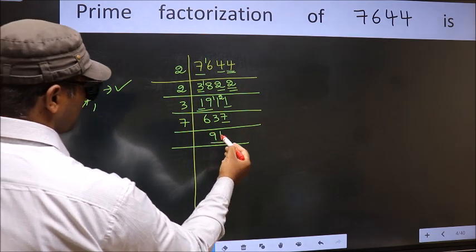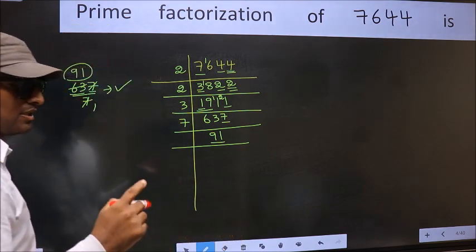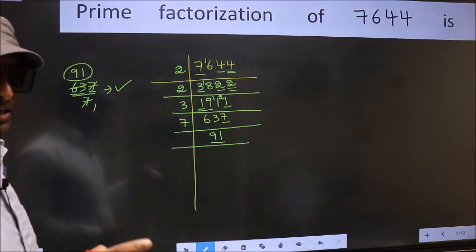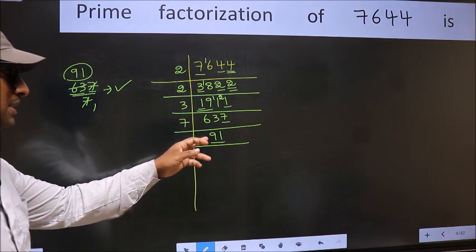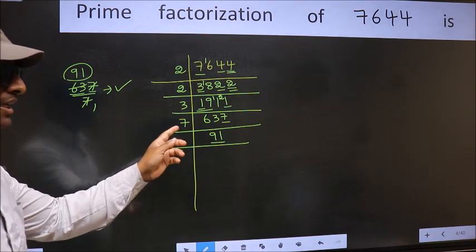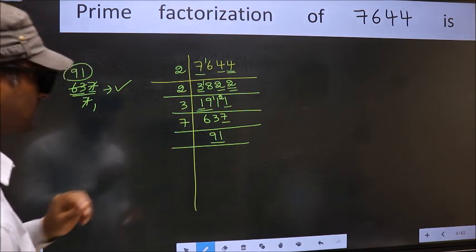Now for this number we don't need to check divisibility by 2, 3 or 5, as we had already checked before. So for this number start checking divisibility from 7 onwards. So let us check.